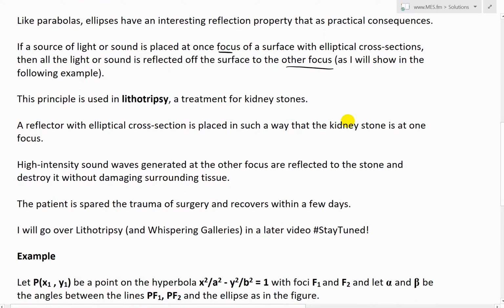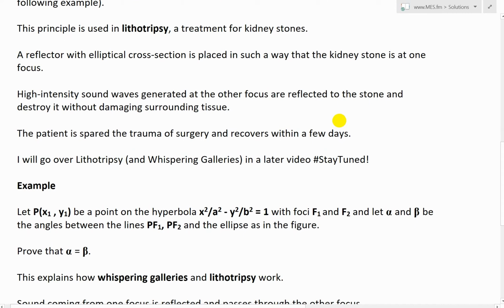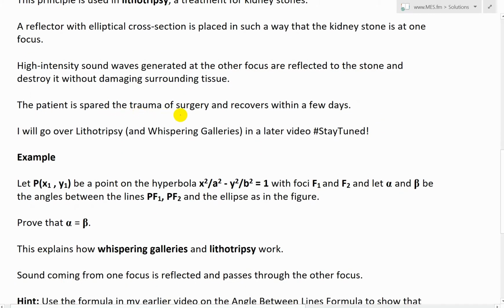And this principle is used in lithotripsy, I'm not sure how to pronounce it, a treatment for kidney stones. A reflector with elliptical cross-section is placed in such a way that the kidney stone is at one focus, and then high-intensity sound waves generated at the other focus are reflected to the stone and destroy it without damaging surrounding tissue. The patient is spared the trauma of surgery and recovers within a few days.